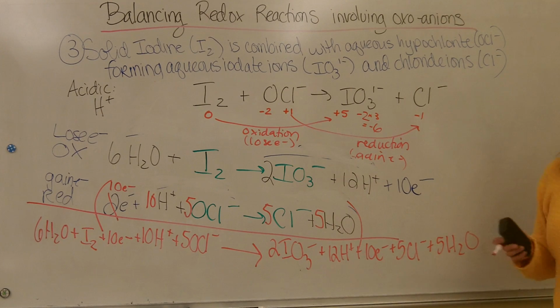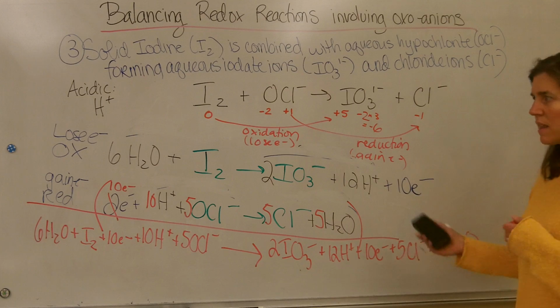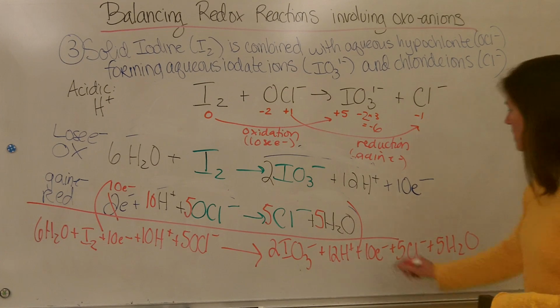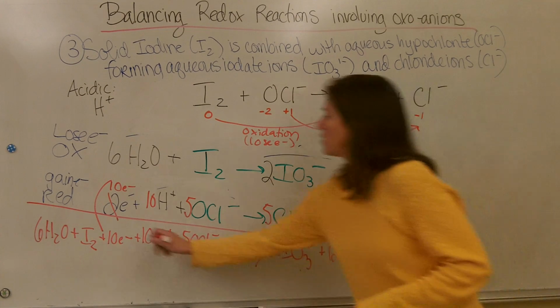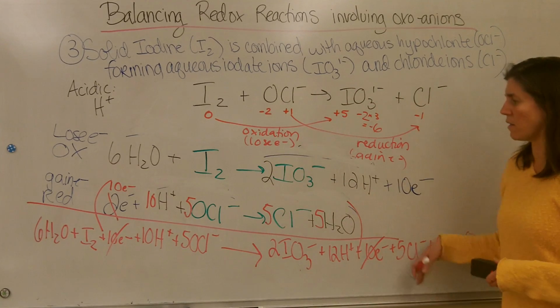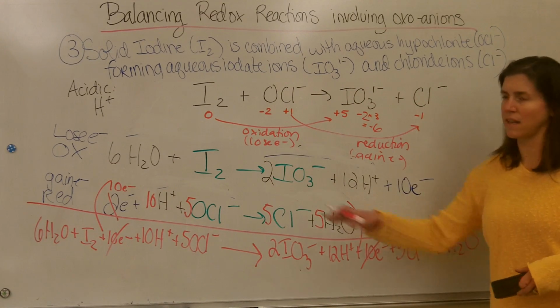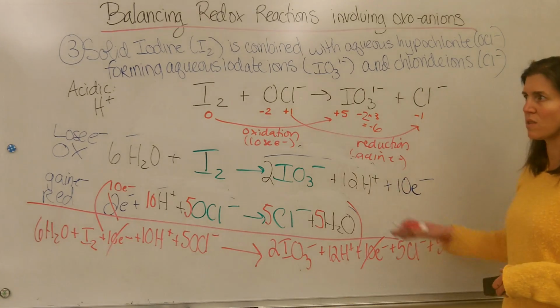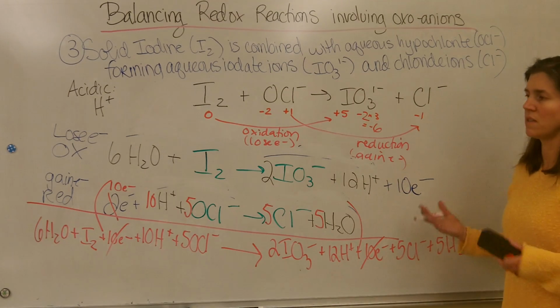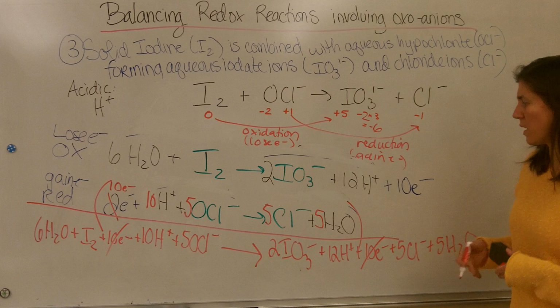And now I want to simplify. Okay, let's see if I can simplify anything that shows up on both sides. So for example, my 10 electrons show up on both sides, so those are going to cancel out. That should always be the case. Electrons gained should equal electrons lost, so you should never end up with any electrons in your final net equation.